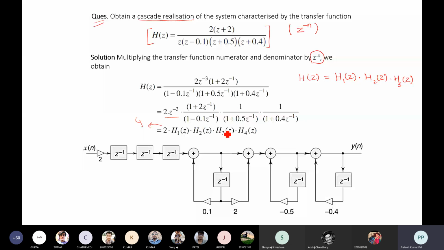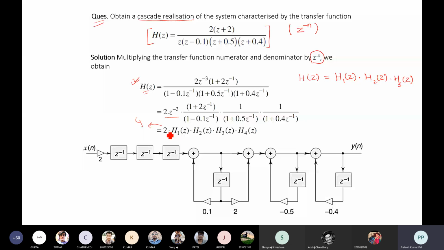Similarly, this transfer function is represented by h3, and this one by h4. So we have just broken the given transfer function into different transfer functions, and their multiplication will give out H(z). Once we have the different transfer functions, we will realize h1, h2, h3, h4 with the technique we have seen, either direct form 1 or direct form 2.